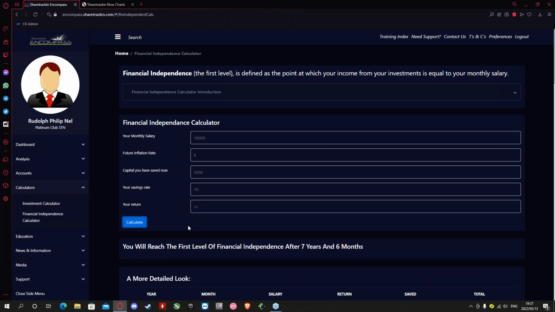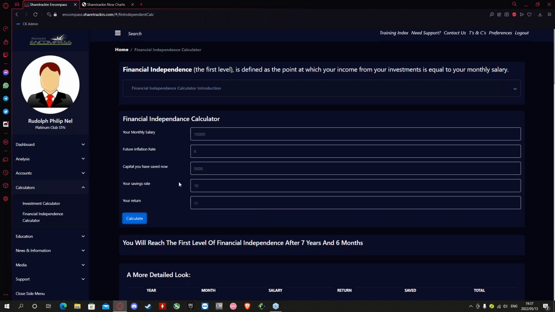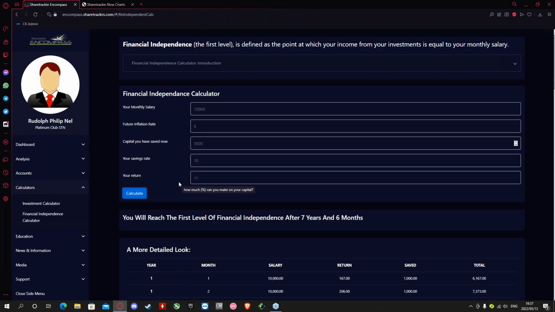So if we click on calculate, it shows us what we would take if we have to invest with this rate, with 1,000 rand every month that we put in extra, and your capital that you have saved is 5,000 rand. That's excluding the profits that you put back in, so basically excluding the profits that you can reinvest. So it would take you 7 years and 6 months before you reach financial independence.